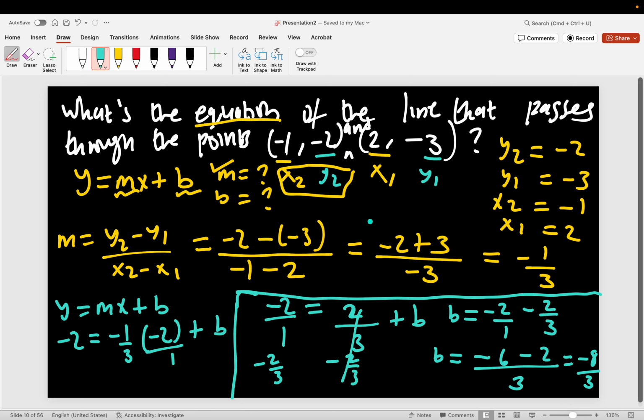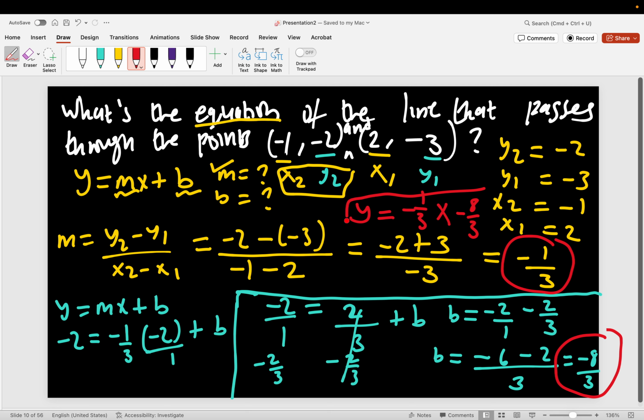So then the equation of my line is going to be y equals m, which is this, negative 1/3, x minus b, which is this, so negative 8 over 3. So this is the equation of my line. Sweet.